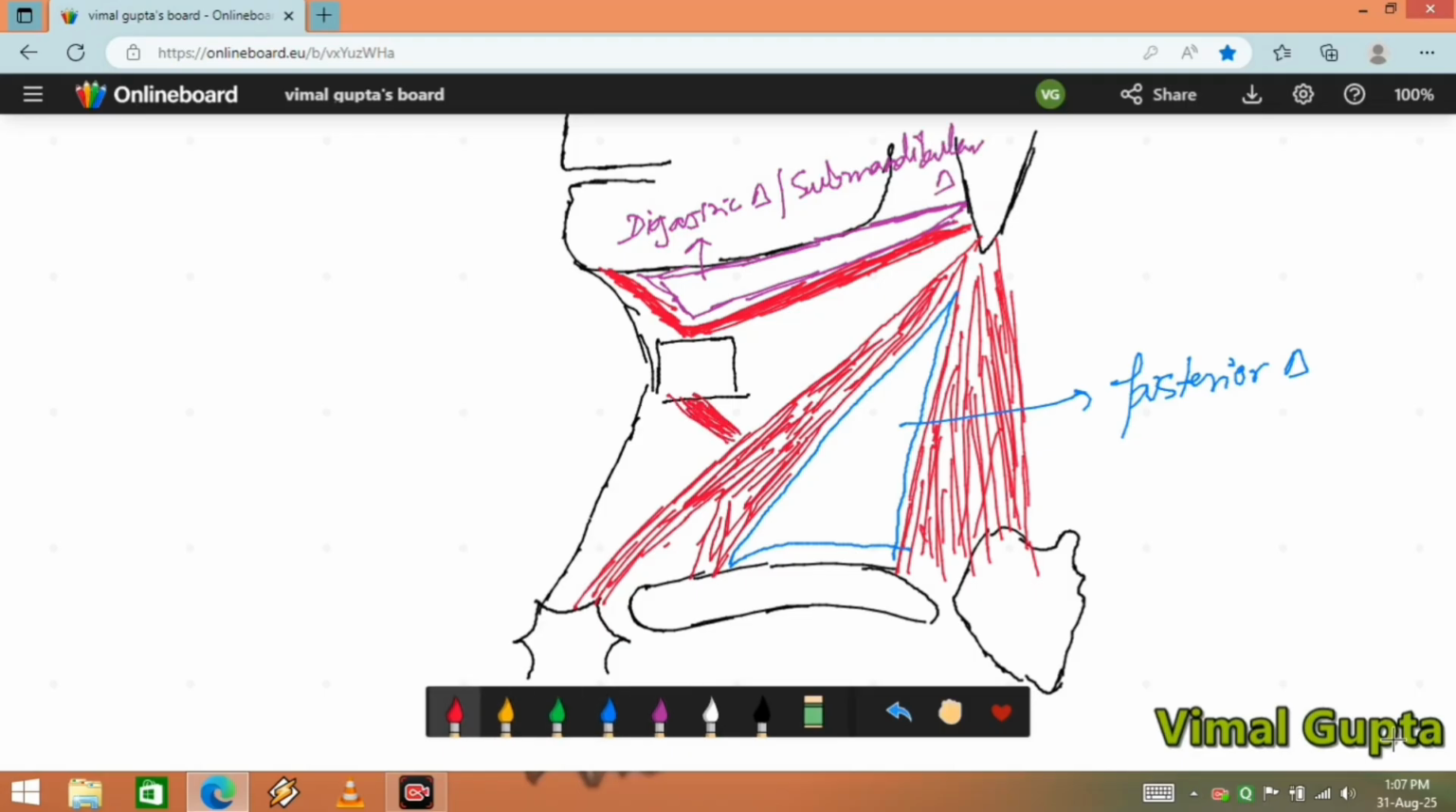And see, there is another muscle which originates from the hyoid bone, goes obliquely and inserts onto the scapula. This muscle is called the omohyoid muscle.